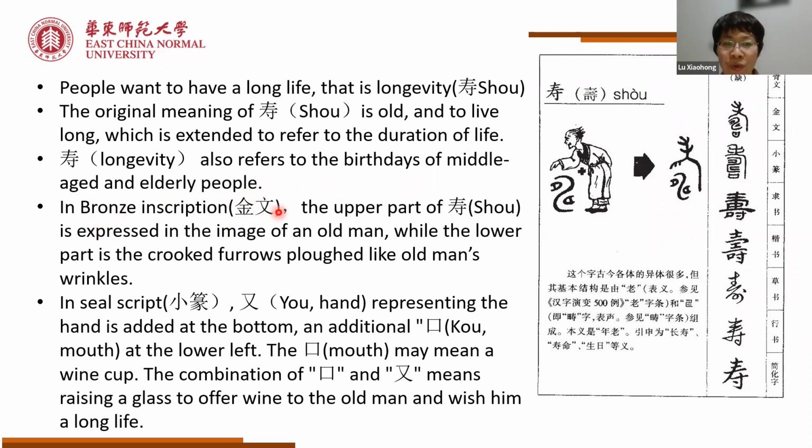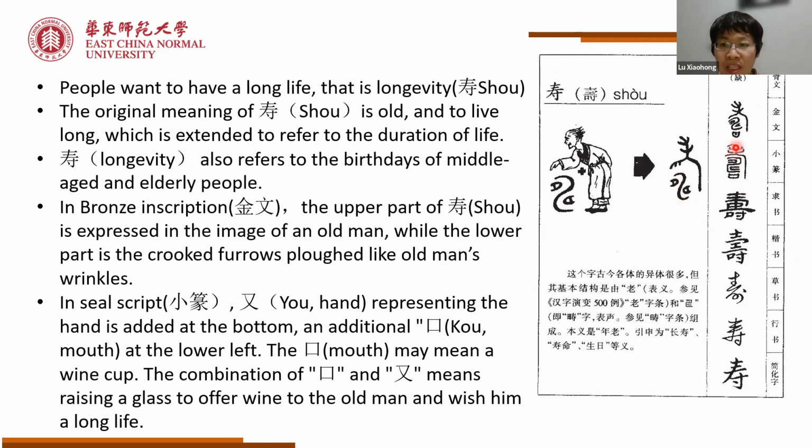Now in bronze inscription, the upper part of shou is expressed in the image of Lao, an old man. You can see an old man with long hair, a long beard and a hunched back, while the lower part is the crooked furrows, plowed. These furrows are like an old man's wrinkles.